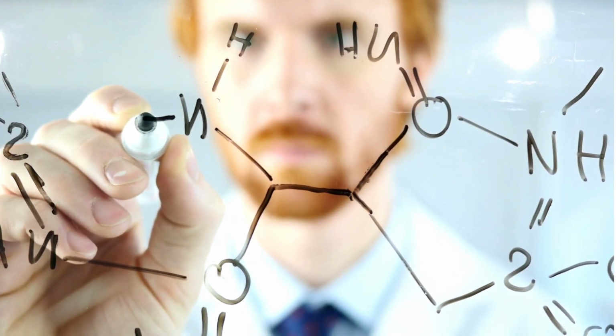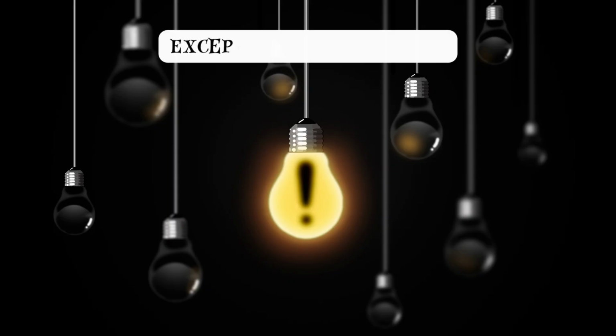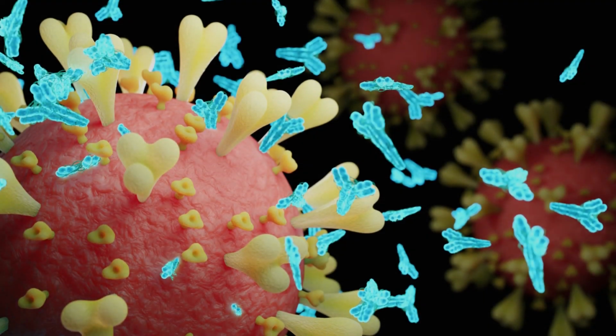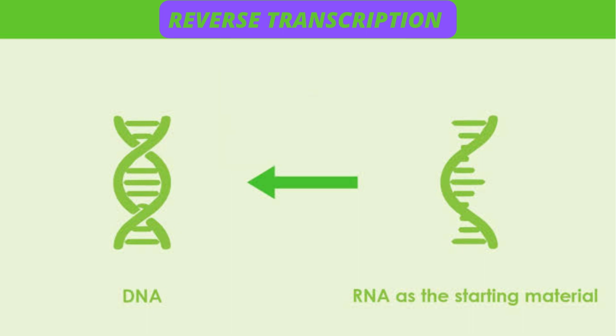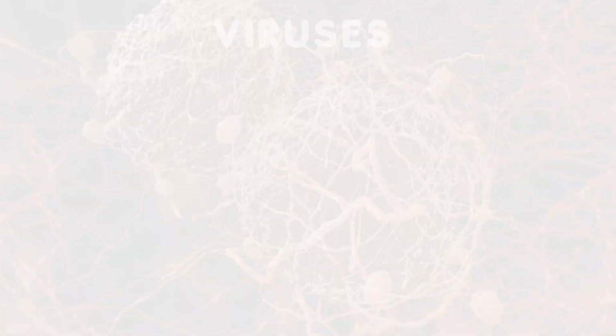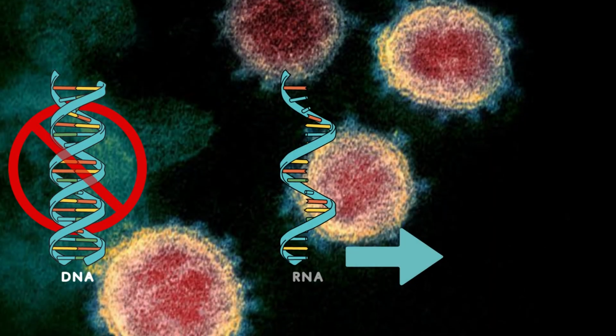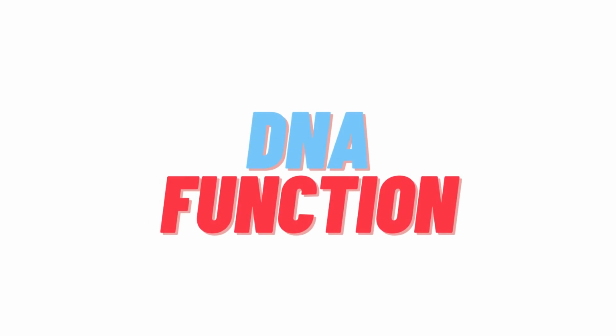Though the central dogma holds true in most situations, there are a number of notable exceptions to the model. For instance, retroviruses are able to generate DNA from RNA via reverse transcription. In addition, some viruses are so primitive that they do not even have DNA, instead only using RNA to make protein.